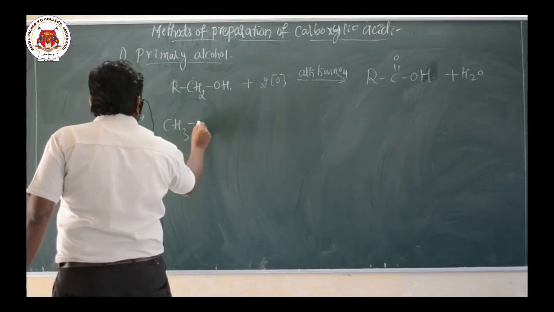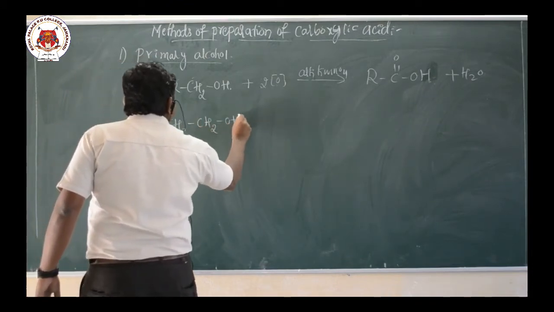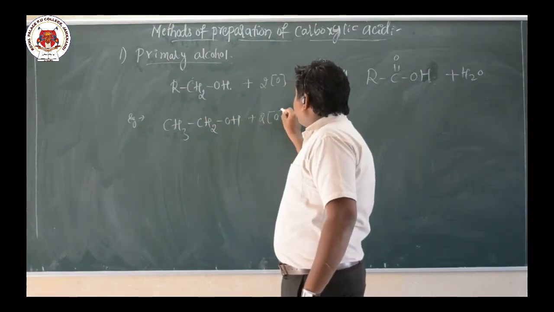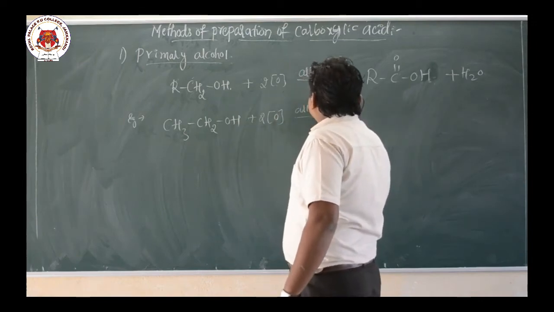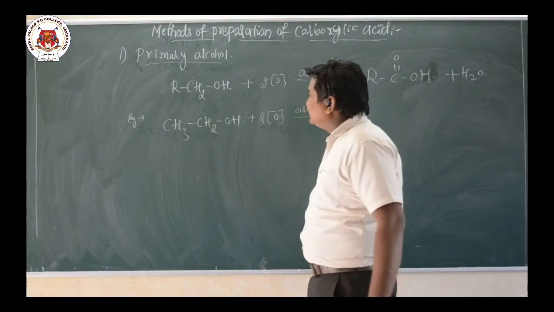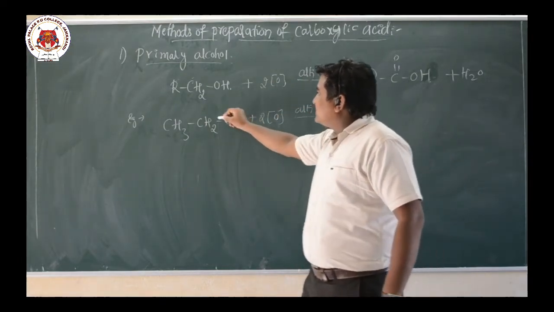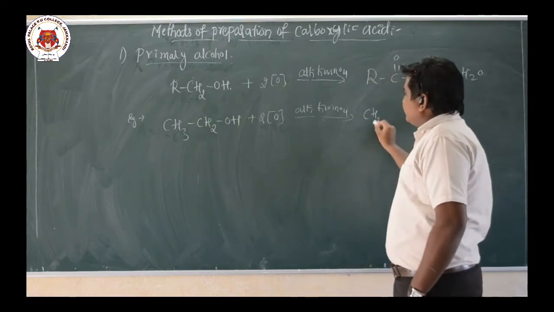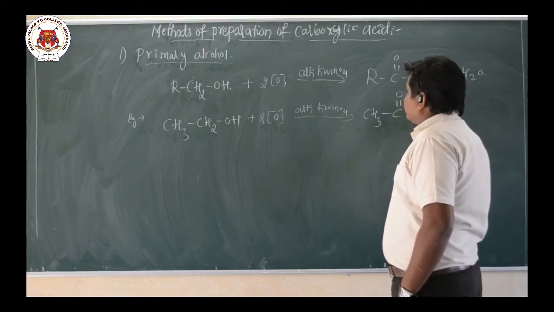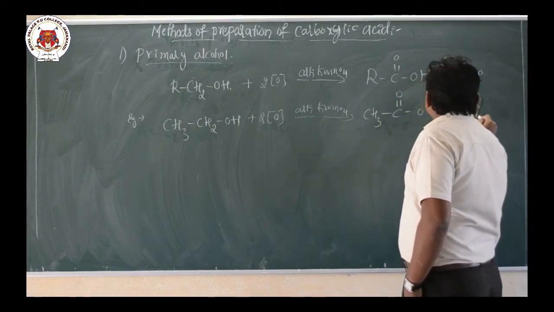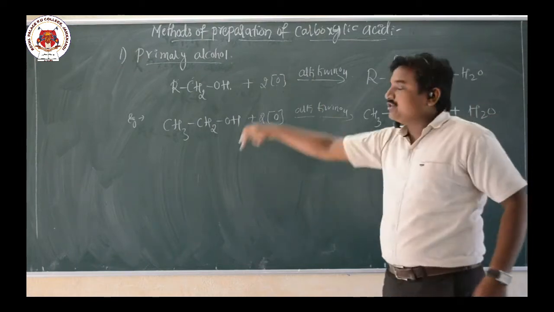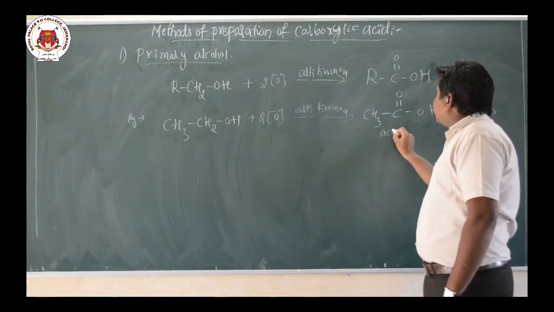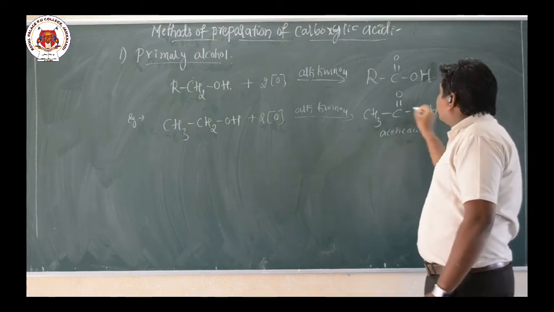Ethyl alcohol, CH3CH2OH. This is a primary alcohol, which on oxidation, addition of oxygen, with alkaline KMnO4 or acidified K2Cr2O7, again this CH2 group is converted into a CO group. So oxidation takes place to give CH3C double bond O OH plus H2O. By the oxidation of primary alcohol, it is converted into an acid group. So this is acetic acid or ethanoic acid.